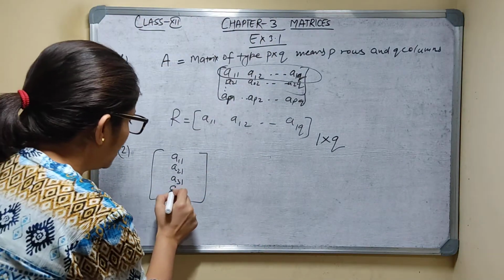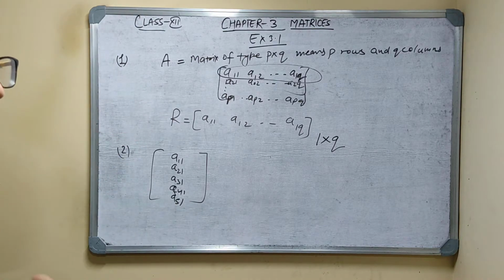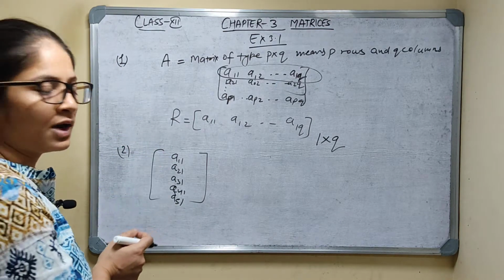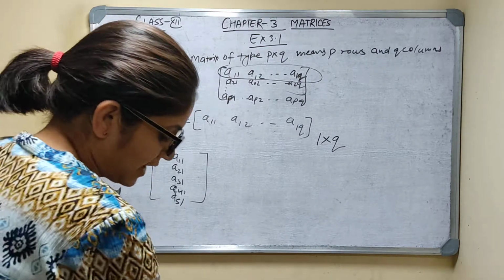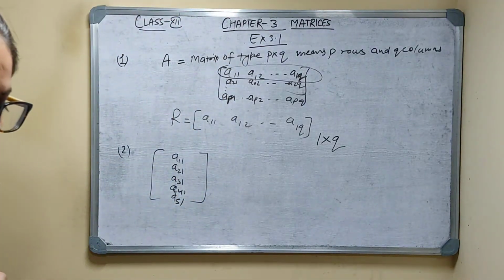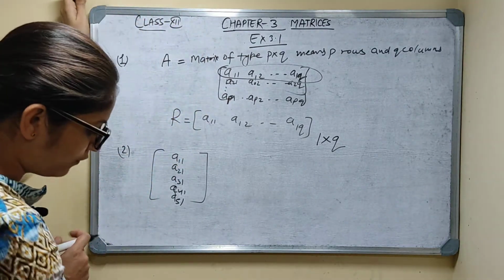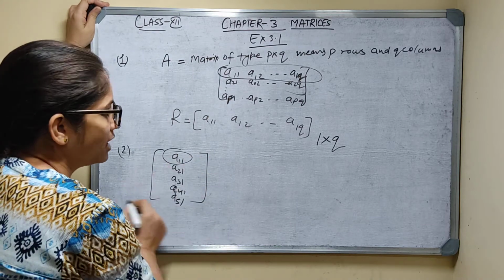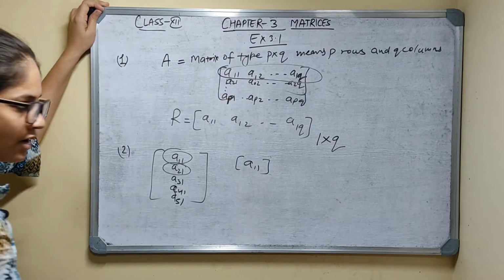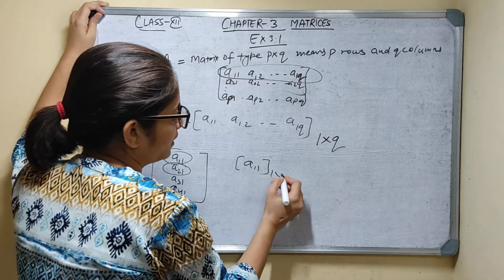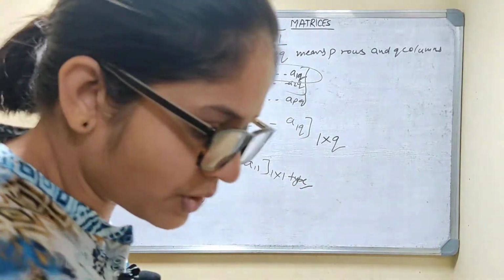So I am writing A41, A51 because total 5 rows are there, and it is a column matrix, so only a single column will be there. So how many elements are there? A11, A21, A31, A41, A51. Now they are asking what type of matrix is a row of A. Any row you take, let's say A11. What is the order? One row, one column. So 1 into 1 type. This is the answer.